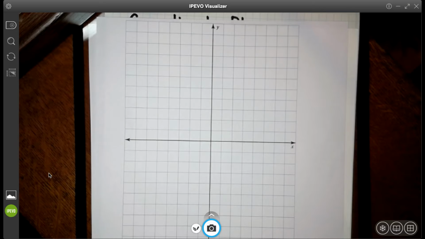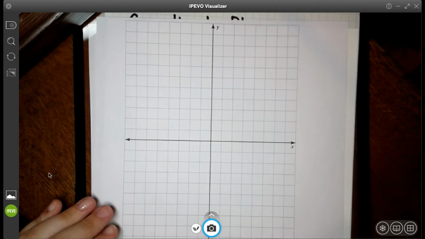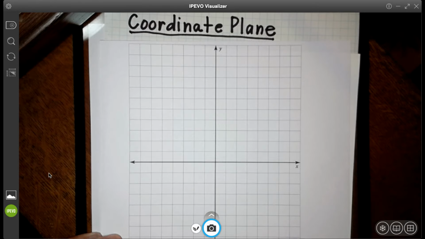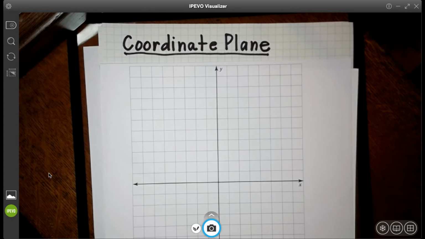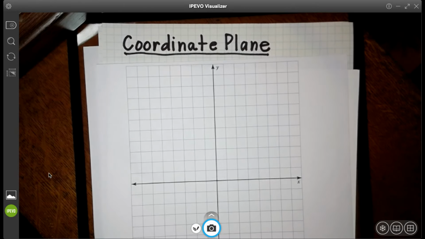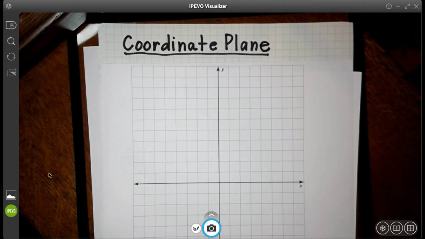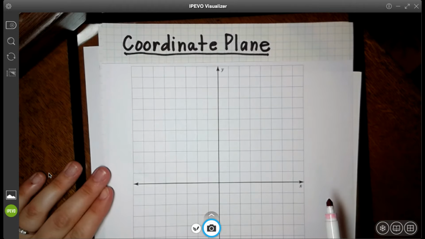Hi everyone, so right now in this video I'm going to be going over the coordinate plane. This is going to be a real brief overview. I think a lot of us did pretty well on this skill, so hopefully it comes back to you pretty quickly. So here I have a coordinate plane.